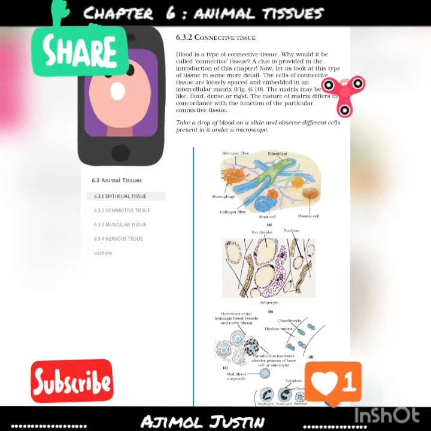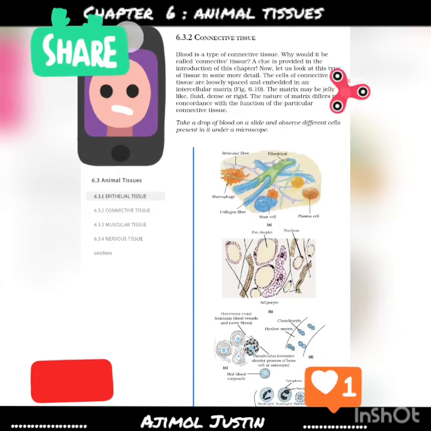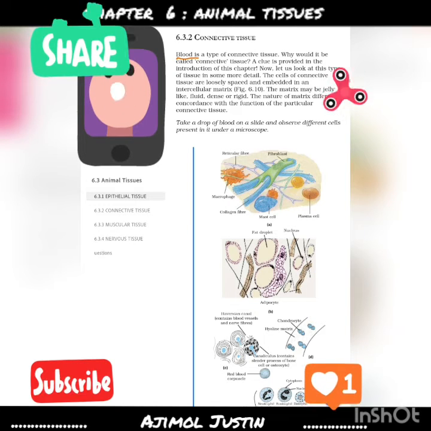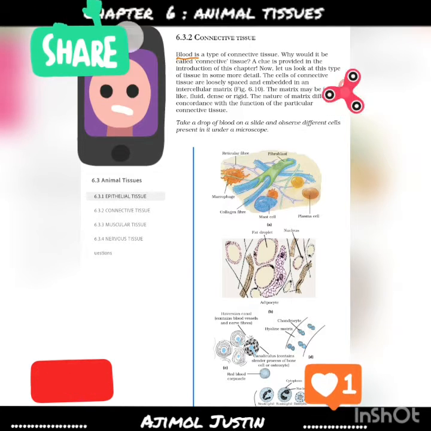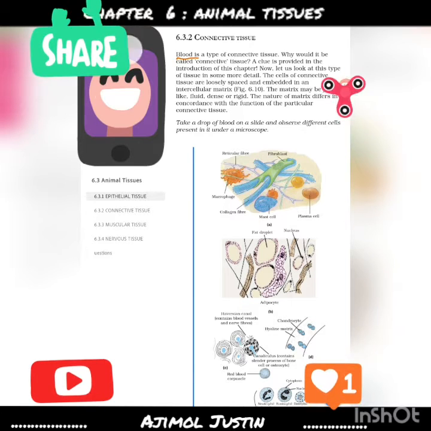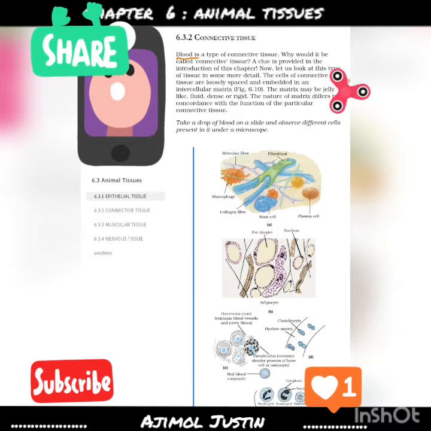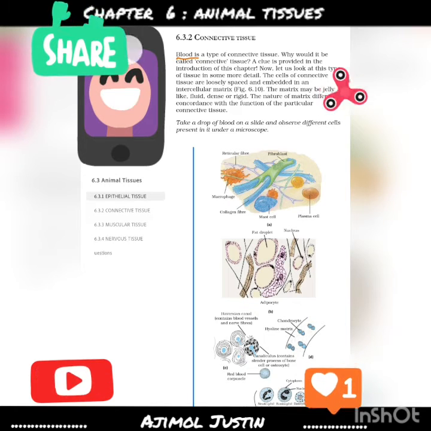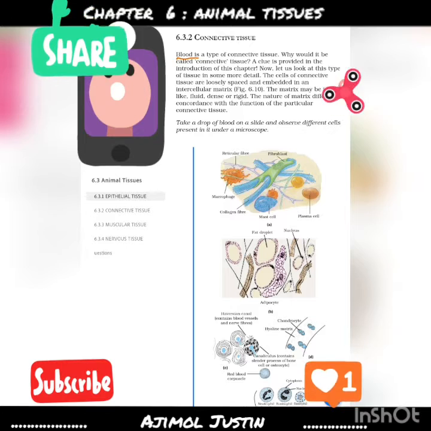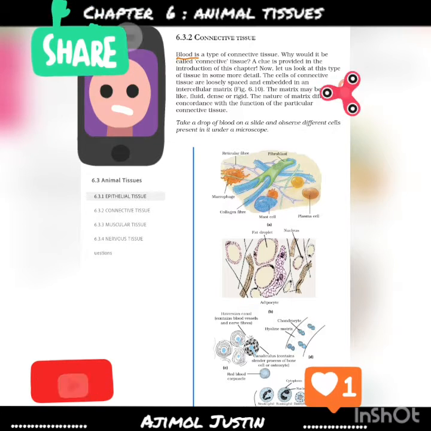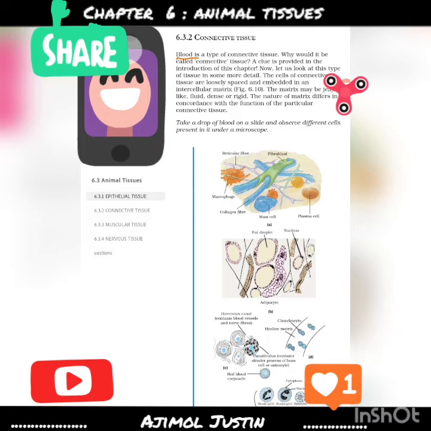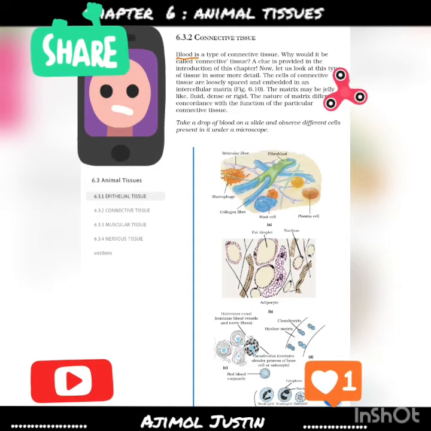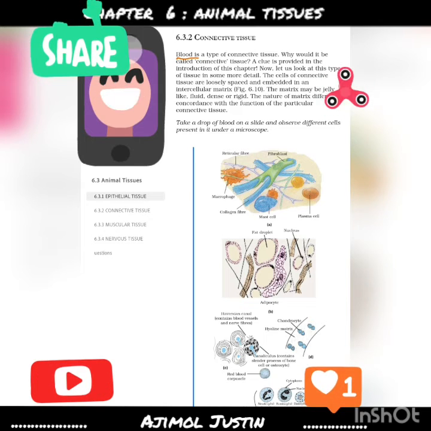Next is connective tissue. I already said an example. Yeah, blood. Blood is a type of connective tissue. And why is it called connective tissue? Because it connects. The cells of the connective tissue are loosely spaced. Just imagine blood. Is blood thick? No, it is loosely spaced. And there is intercellular matrix, so there are many cells inside blood. And the matrix may be jelly like.